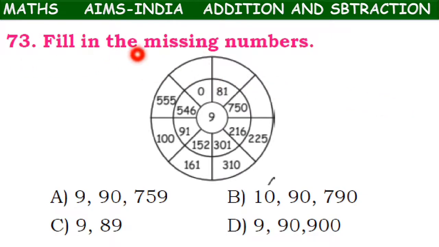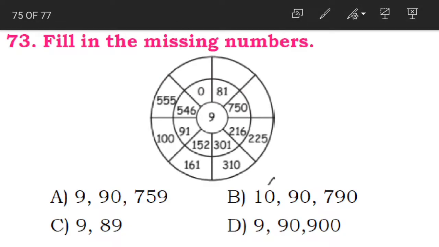Coming to question number 73. Fill in the missing numbers. What should we do, children? Look at this. 1, 2, 3. There are 3 numbers missing here and we need to fill those missing numbers. Now for filling the missing numbers, first we should understand what is going on here. How did we get these numbers?